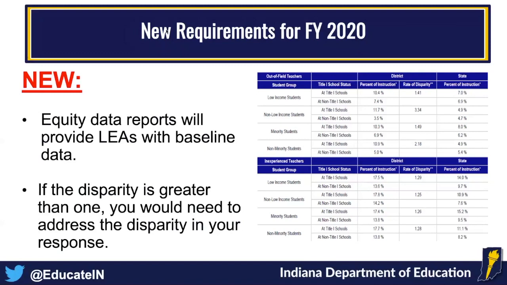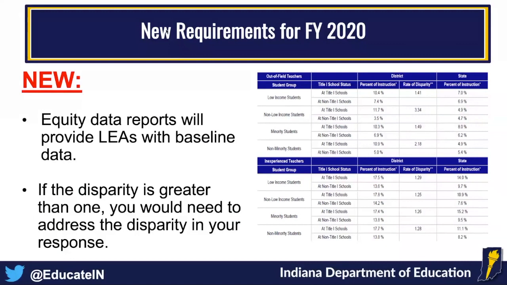Are children at Title I schools more likely to have teachers that are not as qualified as children at non-Title I schools? Likewise, the data report will also show whether children of specific student groups like low-income or minority students are more likely to have teachers that are out-of-field or inexperienced. If that is the case, you'll see a rate of disparity. So in this screenshot, this LEA has several numbers that are higher than 1, which indicates a disparity where low-income minority students or students at Title I schools have higher rates of out-of-field and inexperienced teachers.